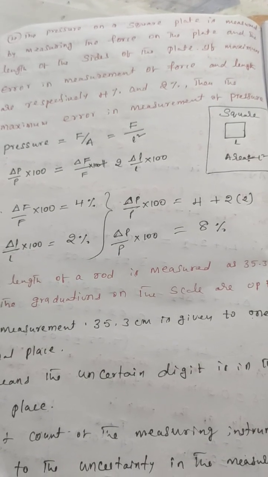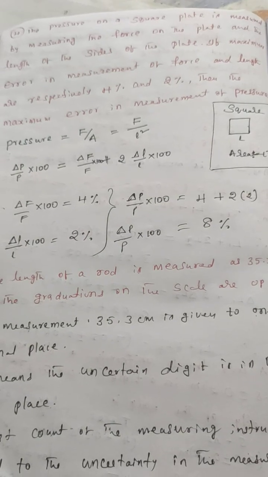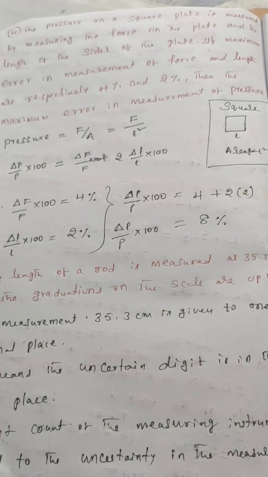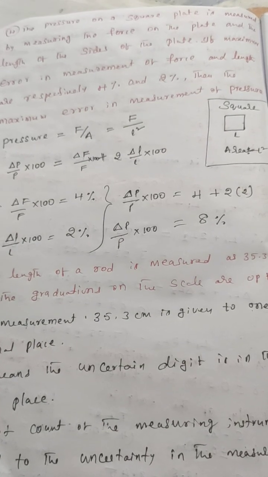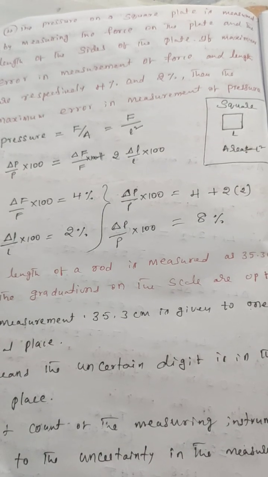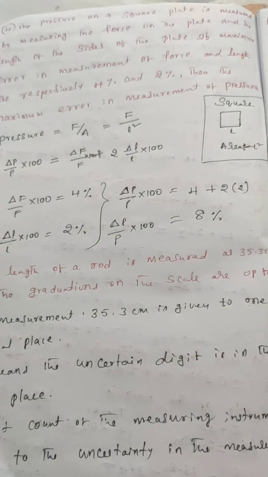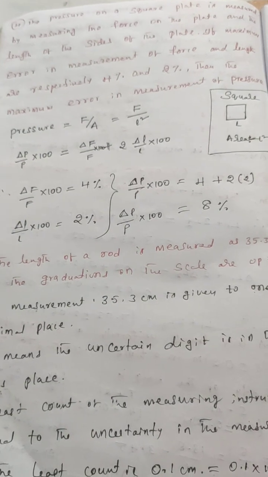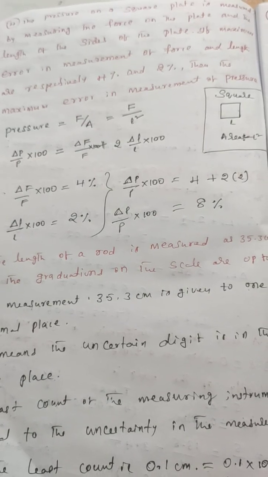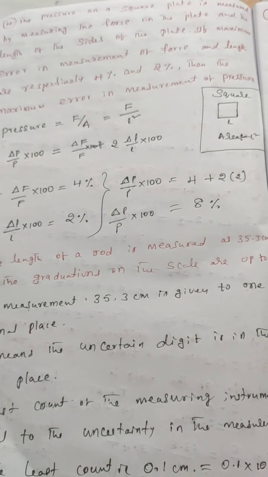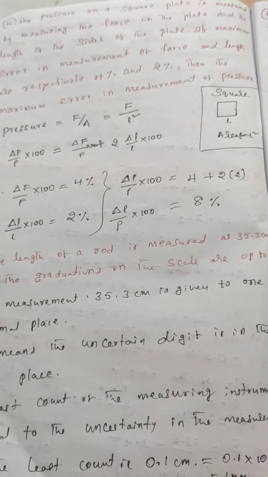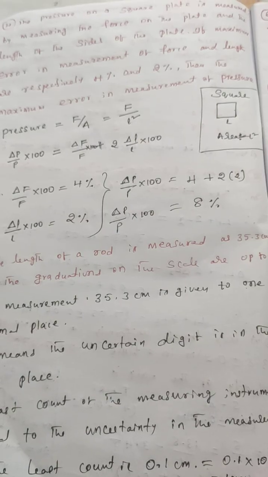Now how do we write the percentage error? Delta P by P into 100 is equal to F power 1 into delta F by F into 100, plus L power 2 (minus 2 actually, but we will take plus 2) into delta L by L into 100. They are given in the question: delta F by F into 100 is 4%, delta L by L into 100 is 2%. After substituting these values, 4 plus 2 into 2 is 4, total 8%. Percentage error in pressure is 8%.